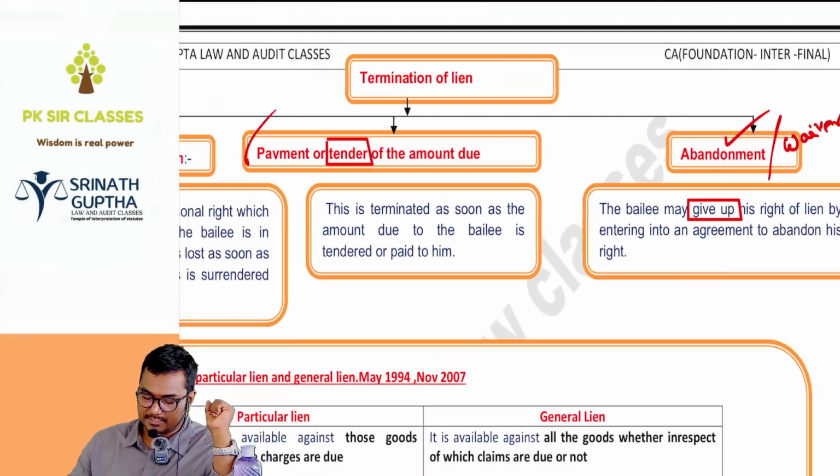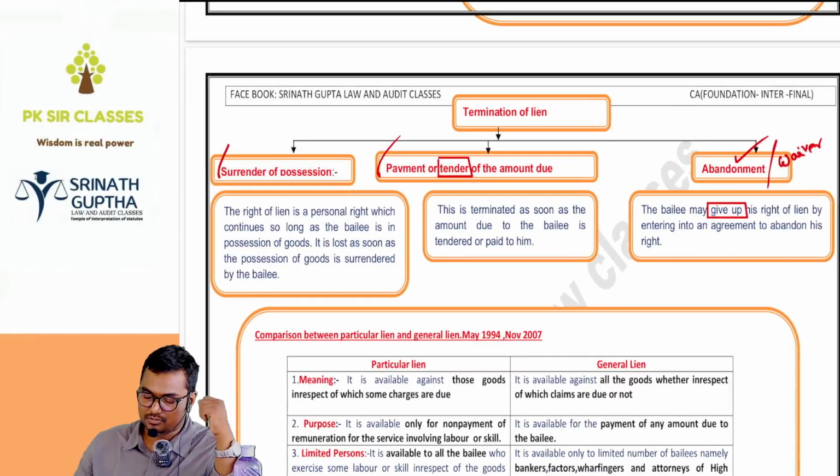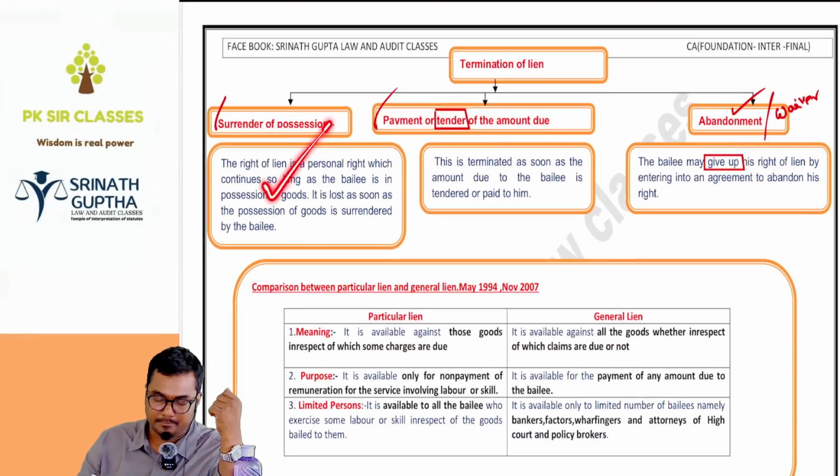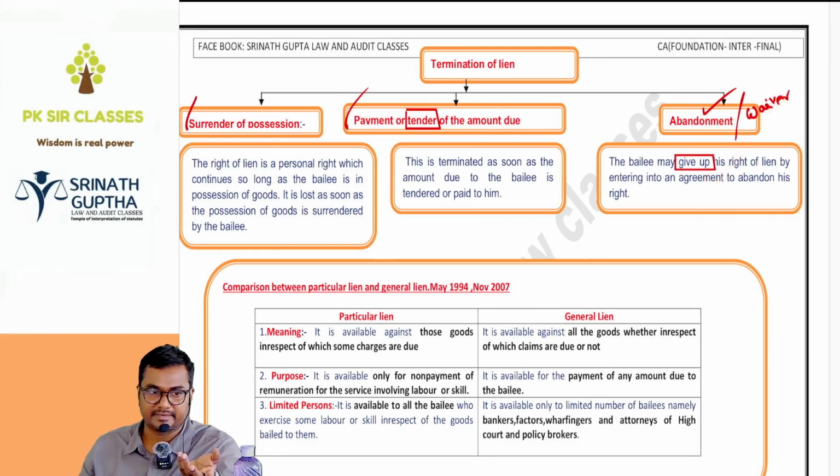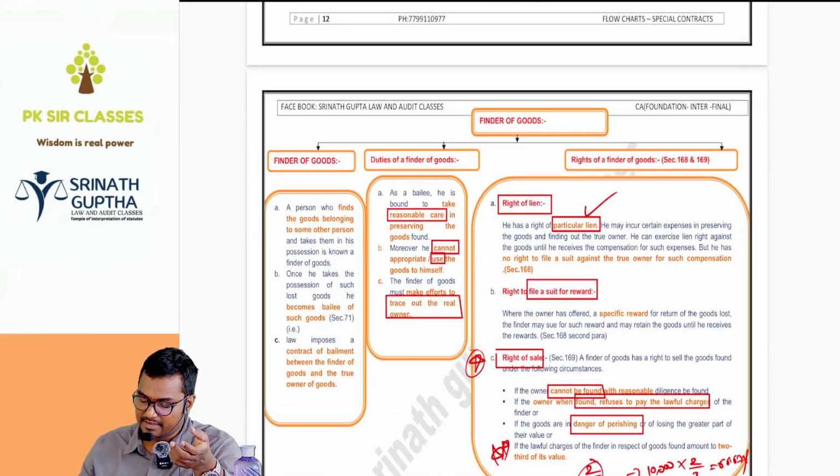Next concept is the termination of the lien. When does a lien come to an end? Surrender of possession: lien means holding the possession of another's goods, so if I give back the possession, the lien is lost. Payment of the money: I am holding your goods because you are not paying my money; if you pay, I have to release the goods and the lien is lost. And abandonment, that means waiver: if I say I will not exercise the lien even if you don't make the payment, the lien is lost.